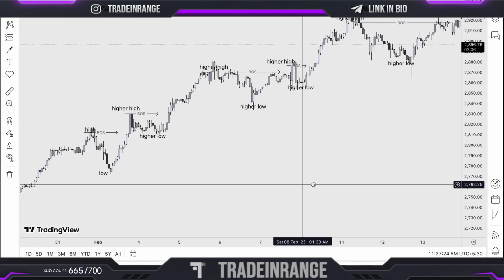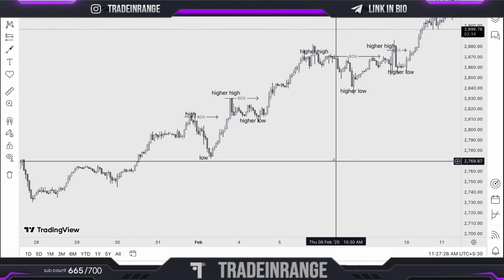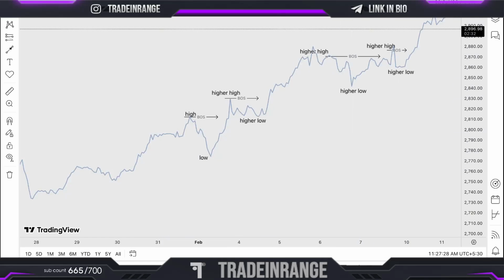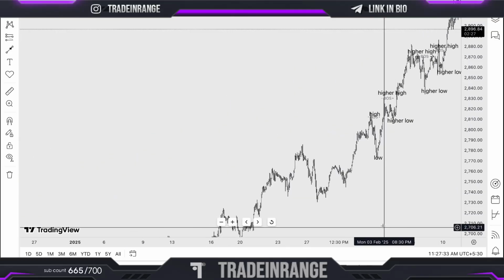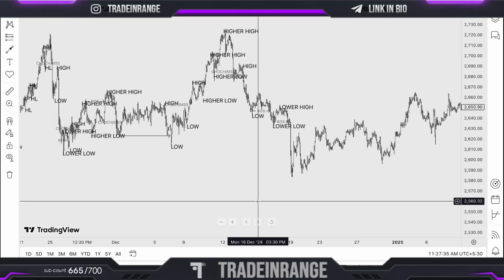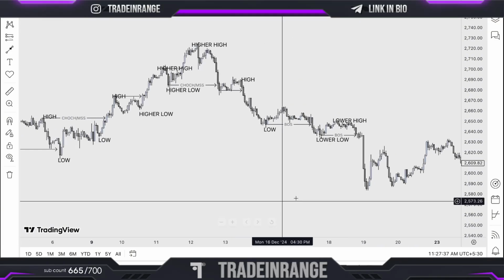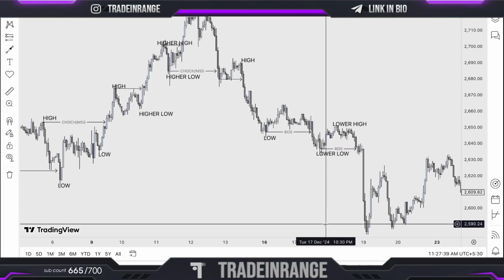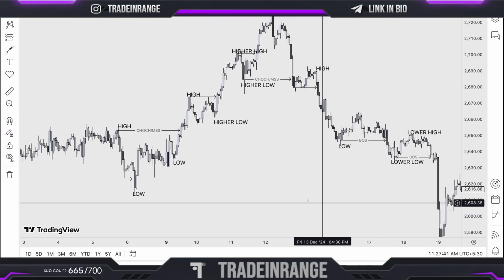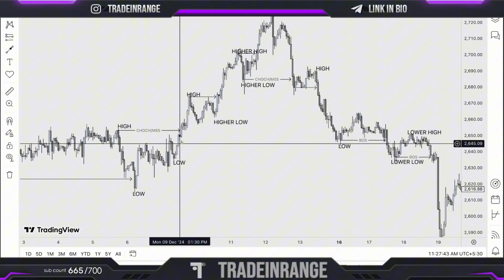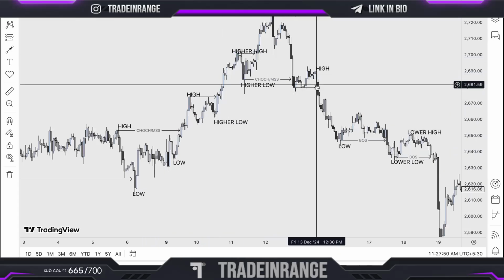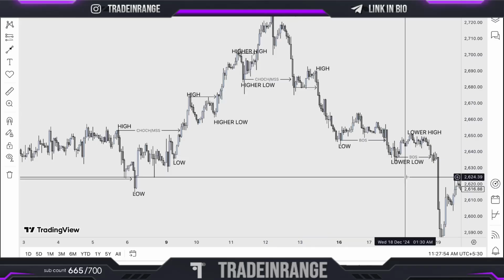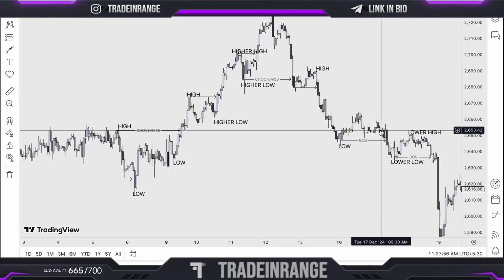You can either use the candlesticks or the line chart to consider the high, low formation. Whichever is easy for you, you can use it, right? If you see here, the candles are exactly the same as the line chart. High, low, change of character, lower low, higher high, higher low. Again, market structure shift, low, high, lower low, lower high.